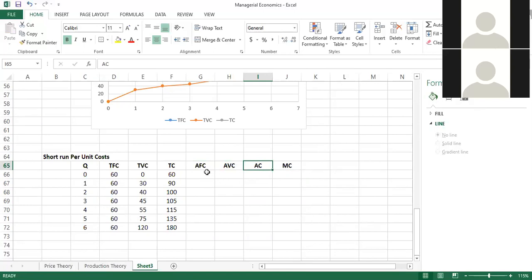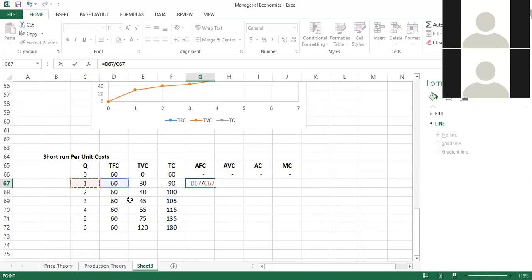And so average fixed cost means what? TFC divided by quantity. The meaning is, that is the fixed cost per unit. We know at zero there is no per unit cost, so we have to consider only from quantity one. So as you very correctly mentioned, it is total fixed cost divided by quantity. Usually, when the output increases, what will happen to the average fixed cost?